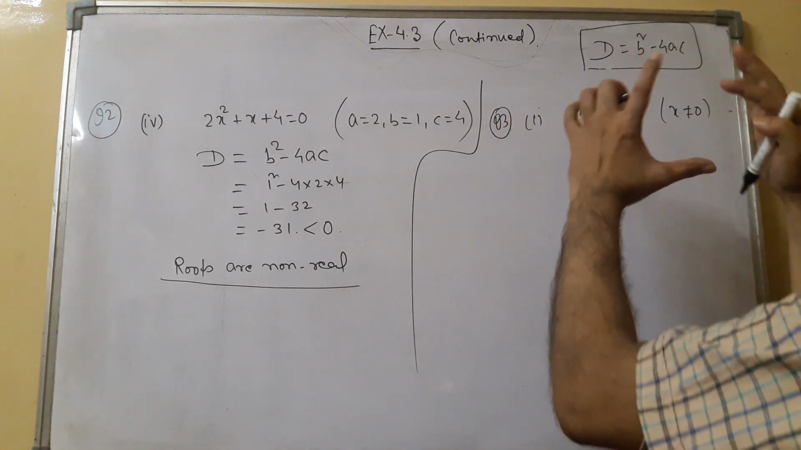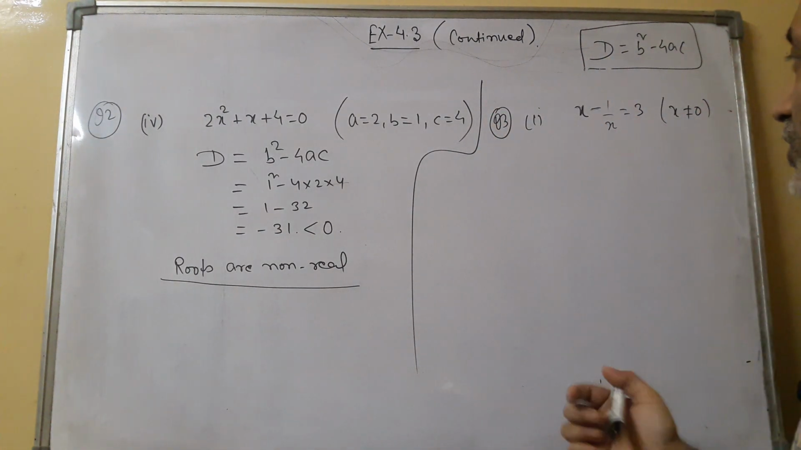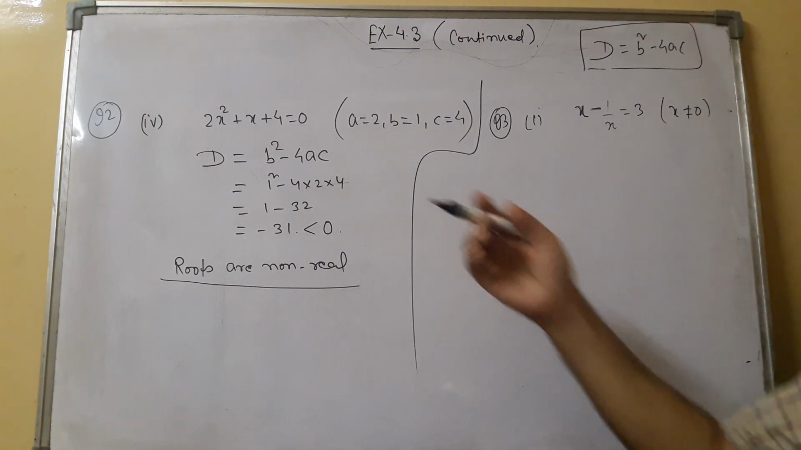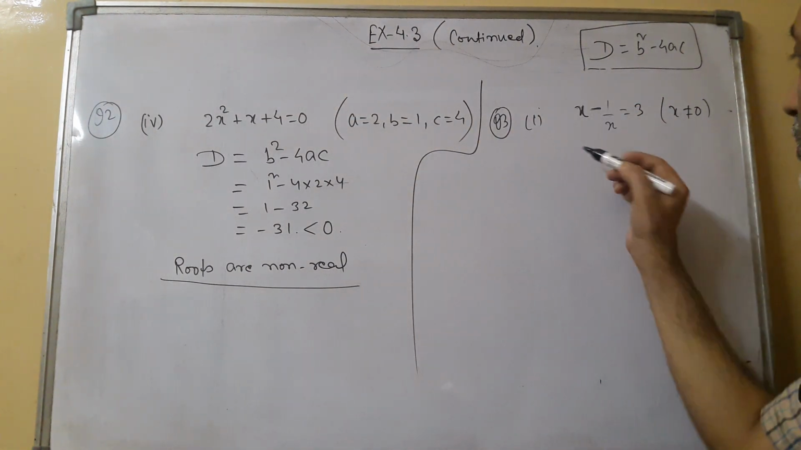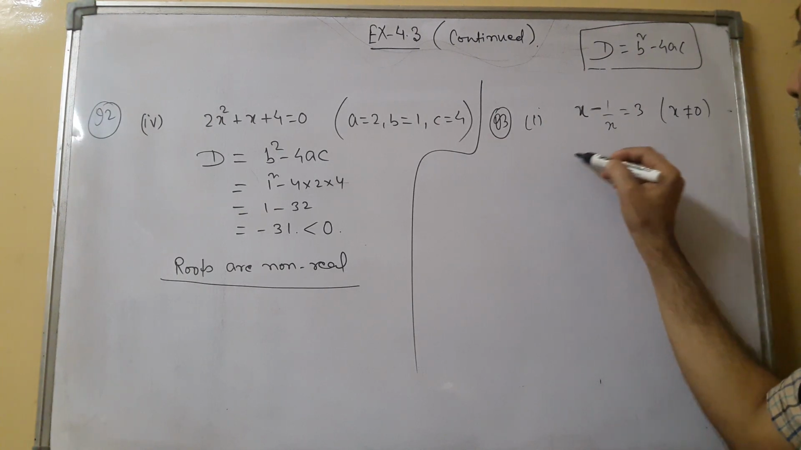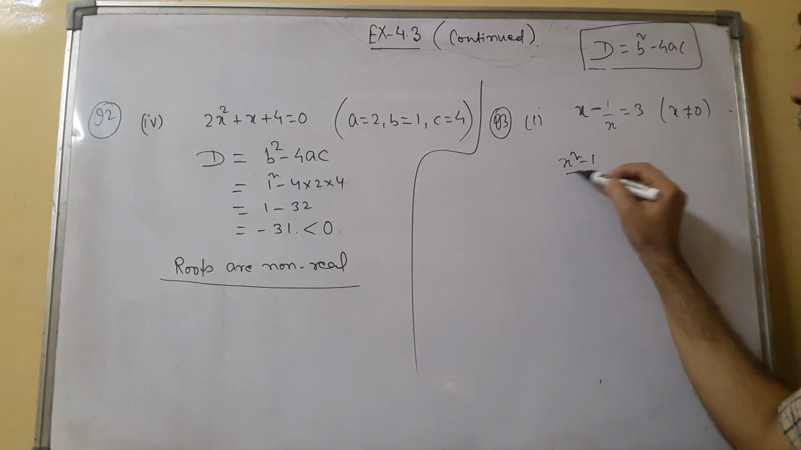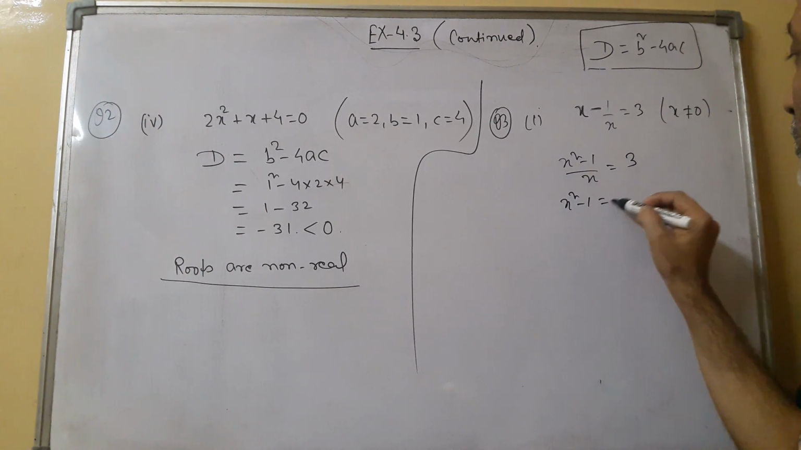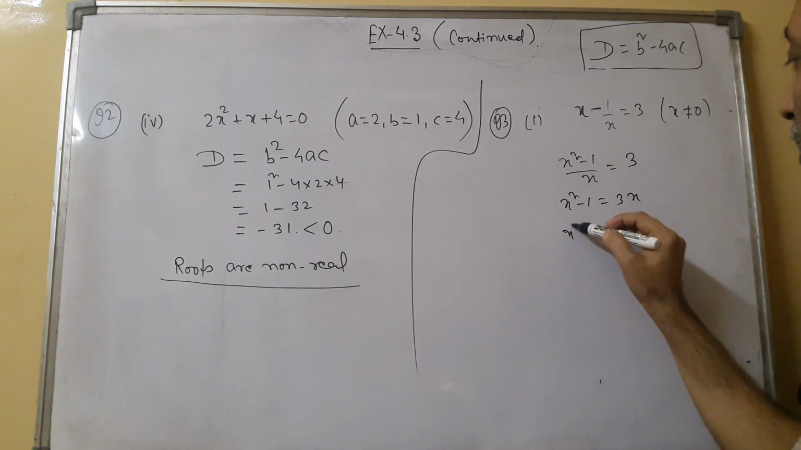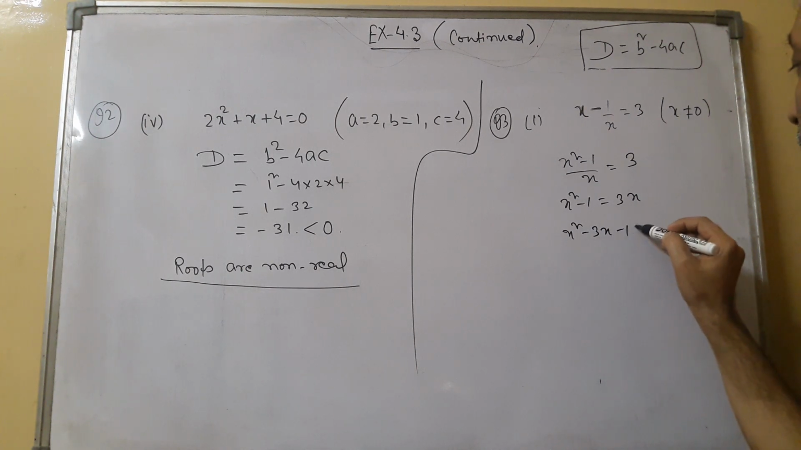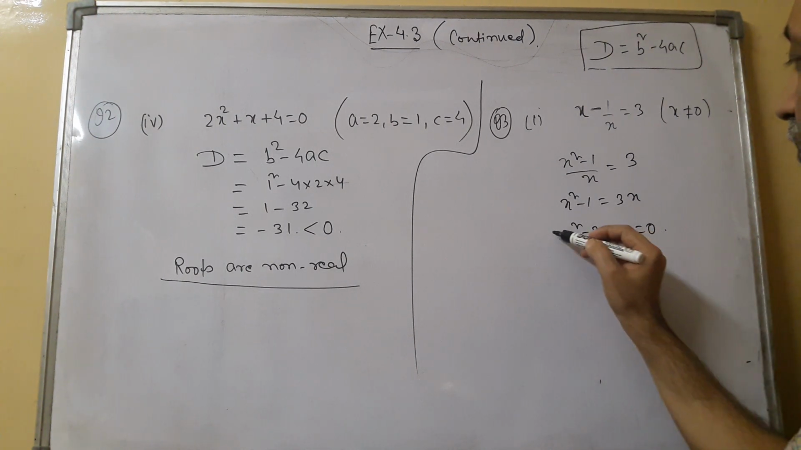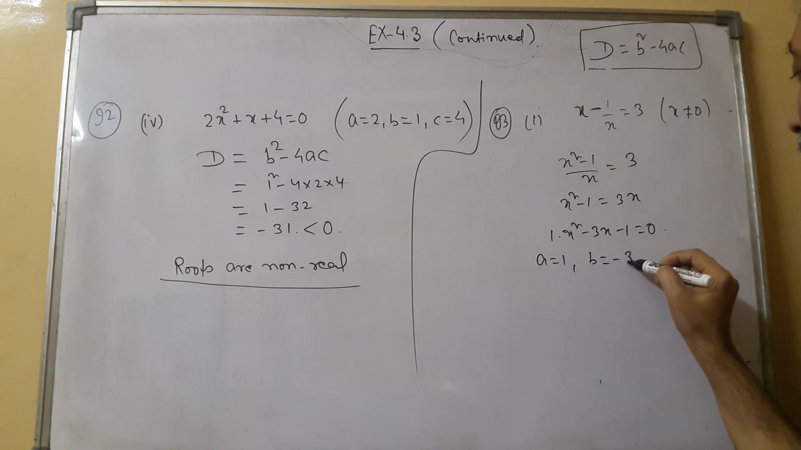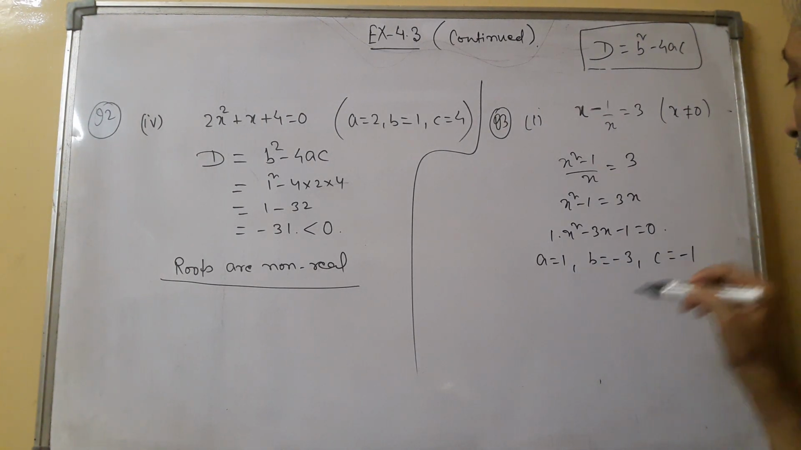It is not in the quadratic form, so firstly we will convert it into the proper quadratic form, ax square plus bx plus c. So let us simplify it. Take the LCM and all. Bring all the terms to the left hand side. Now we have proper form. A is 1, b is minus 3 and c is minus 1.